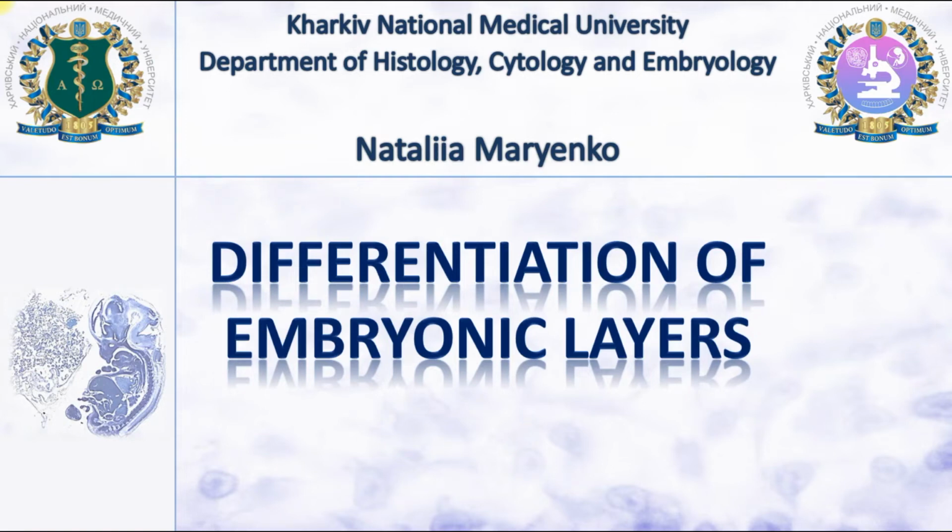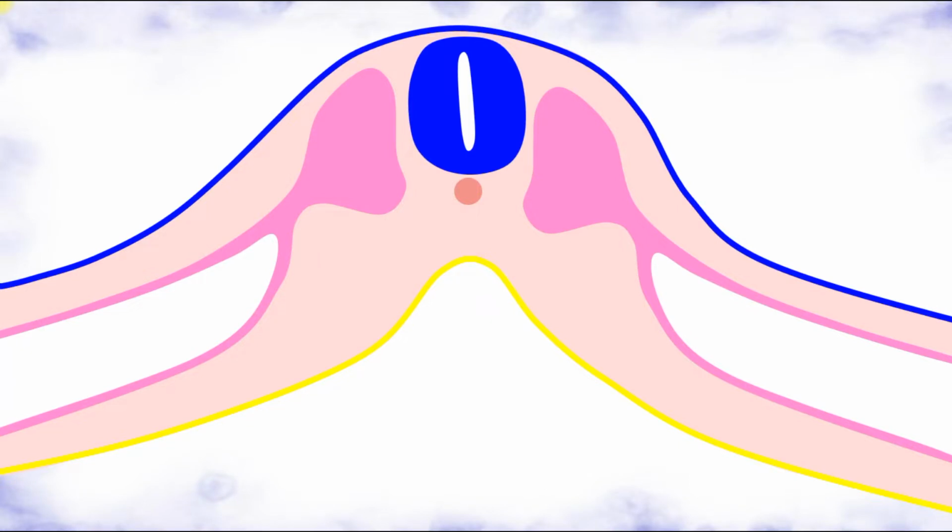Dear students, let's talk about differentiation of embryonic layers. So, there are three embryonic layers: ectoderm, endoderm, and mesoderm. Ectoderm is the outer embryonic layer, shown in blue color here. Endoderm is shown in yellow, and all structures in pink shades are showing mesoderm.